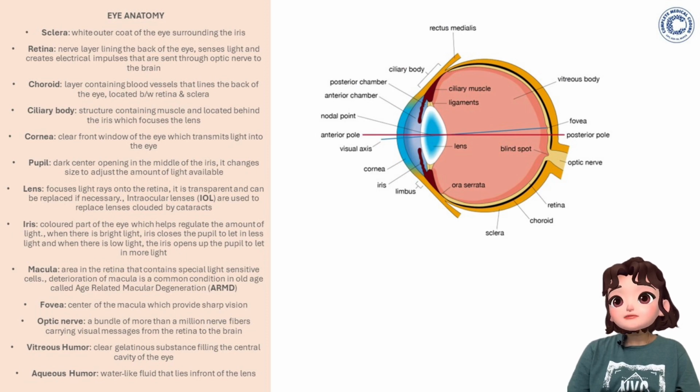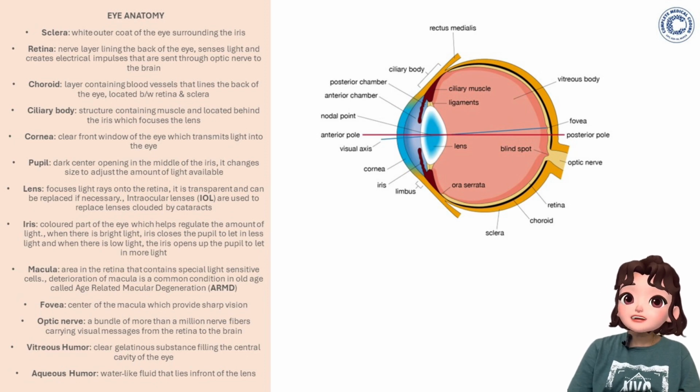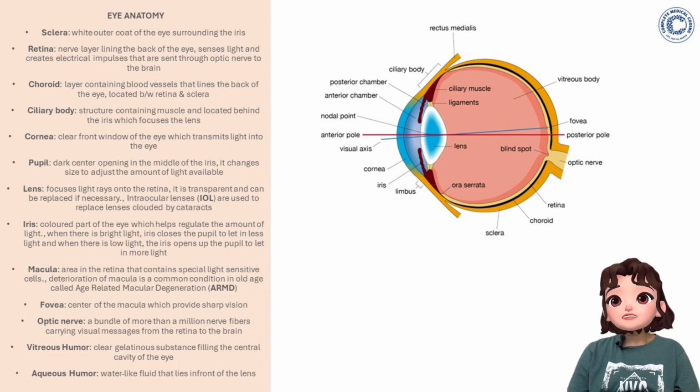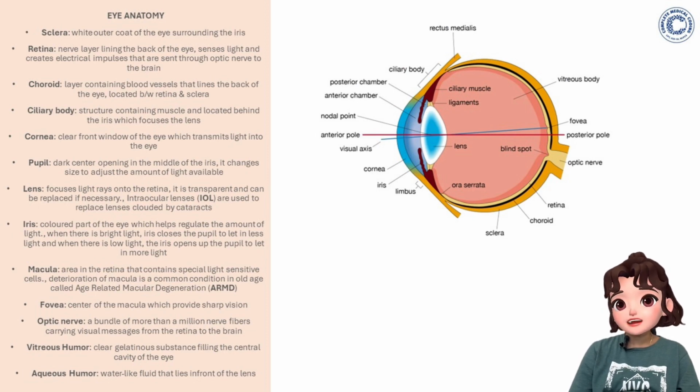Iris. It's the colored part of the eye which helps to regulate the amount of light. When there is bright light, the iris closes the pupil to let in less light. And when there is low light, the iris opens up the pupil to let in more light. So that's the function of the iris.